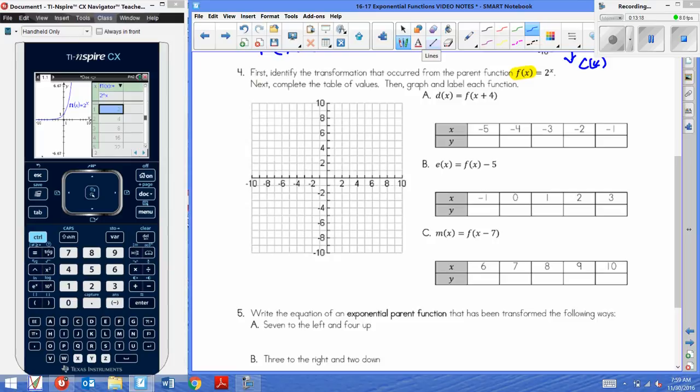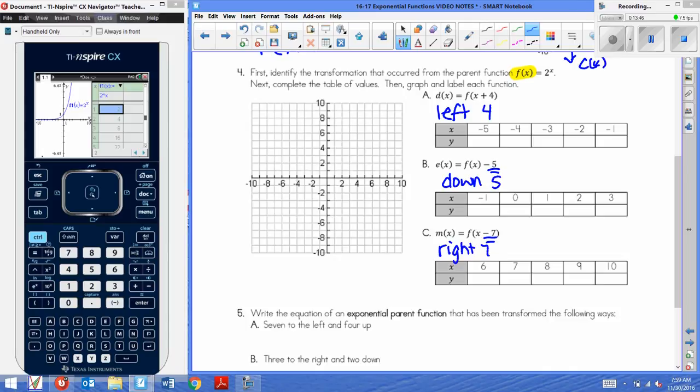All right, A, x plus 4 is inside the parentheses, which means that it is a shift of left 4. B would be a shift of down 5, and C would be a shift of 7 to the right.